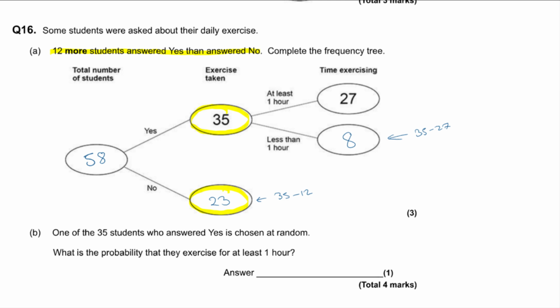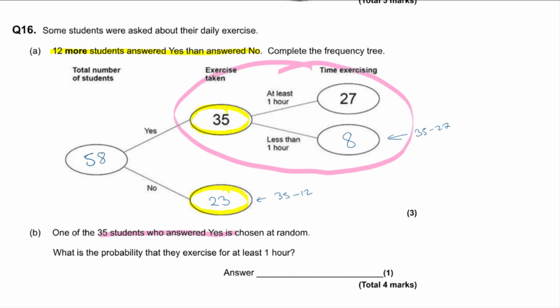Now the next part says one of the 35 students who answered yes is chosen at random. What is the probability that they exercised for at least 1 hour? Okay, so we're not talking about the whole tree. It's one of the 35 students who answered yes. So it's this part of the branch that we're dealing with here. Okay, so what is the probability that they exercise for at least an hour?